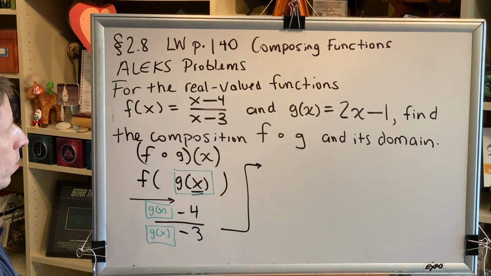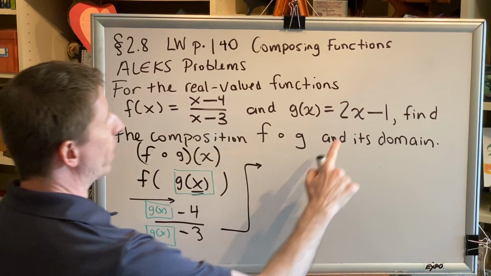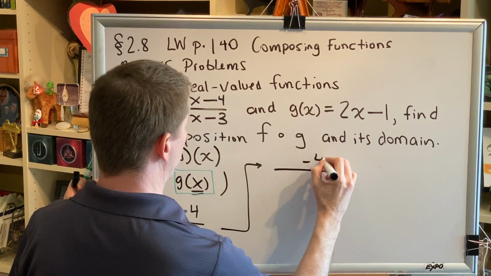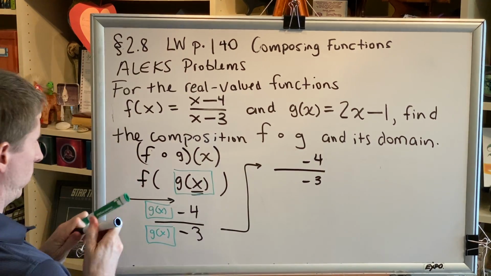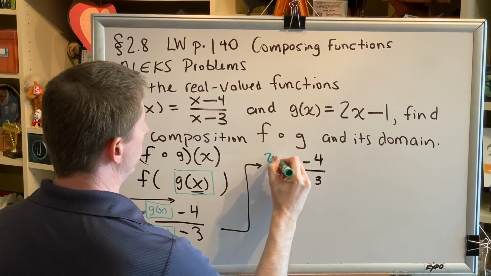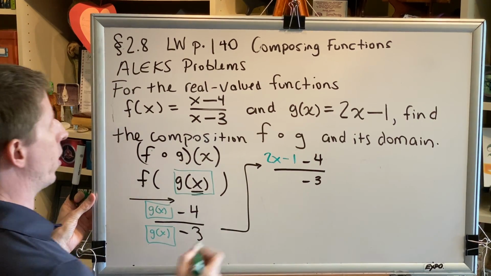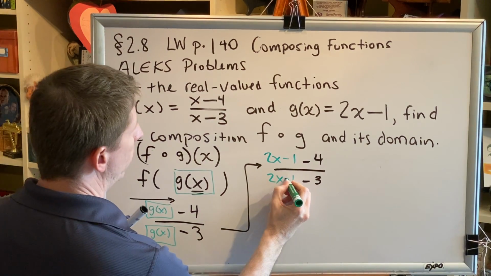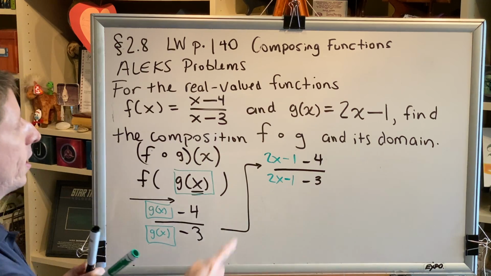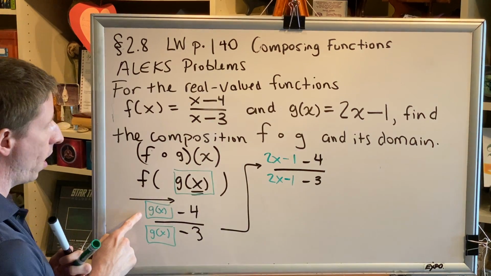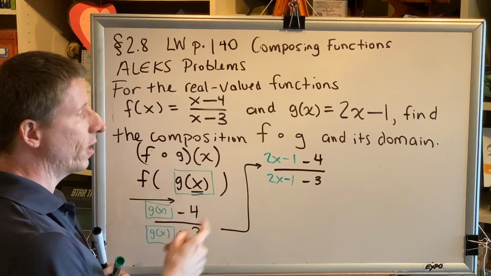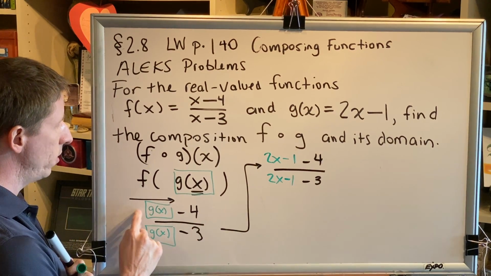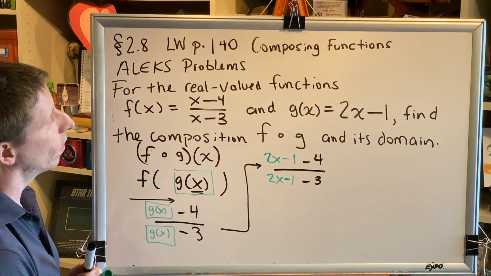Now we're going to substitute. We know that for this problem, g of x is equal to 2x subtract 1. So then we have the following. 2x subtract 1 minus 4 for the numerator. 2x subtract 1 minus 3 for the denominator. Notice that I don't have any parentheses in either place because even though I'm substituting g of x with something new, g of x does not have any exponents, or any multipliers, or any subtraction symbol in front of it.